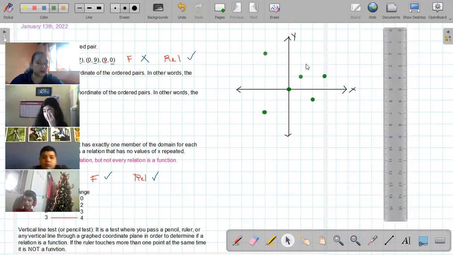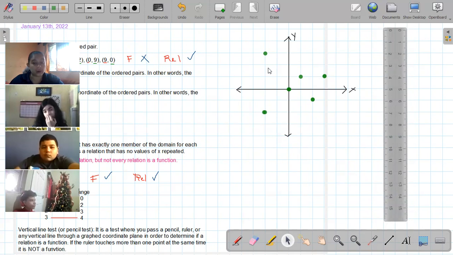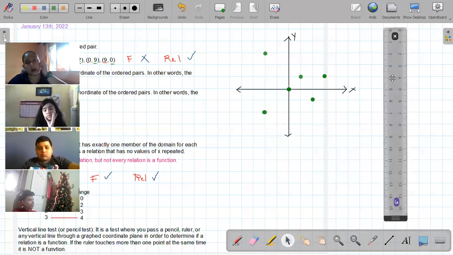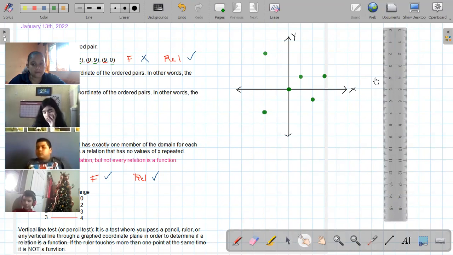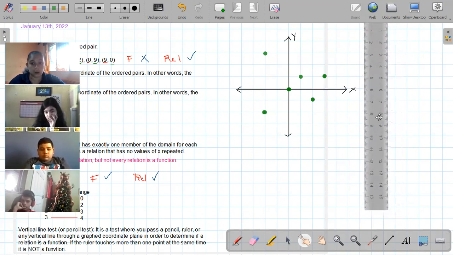So you can see that in the coordinate plane, I have some points. I didn't place the location or the ordered pair of that point, but it doesn't matter. I just need to cross, and I can either use my finger as well. I'm going to cross my ruler, and I'm going to see if only this side of my ruler touches more than 1 point at the same time in order to determine if this group of ordered pairs is a function or not. Okay, so I'm going to start.